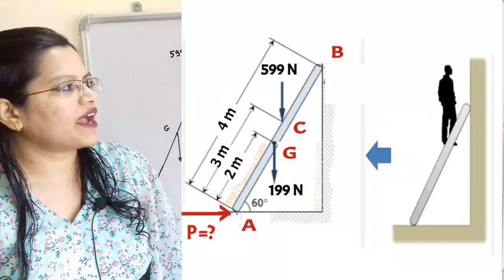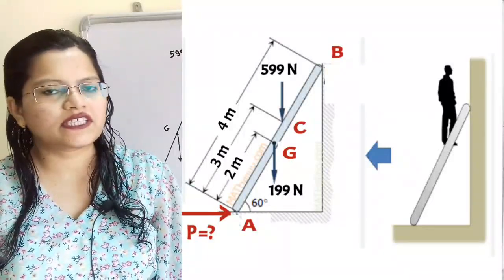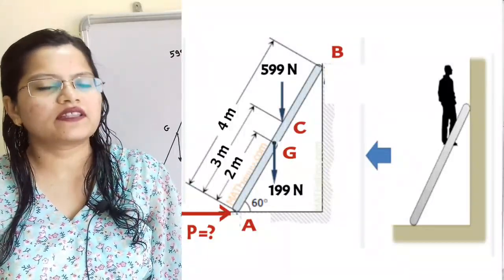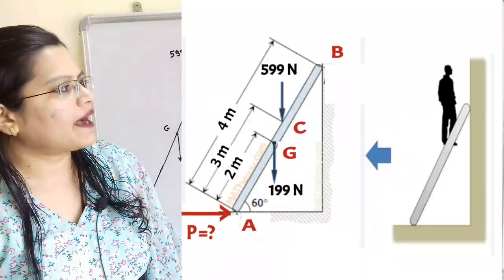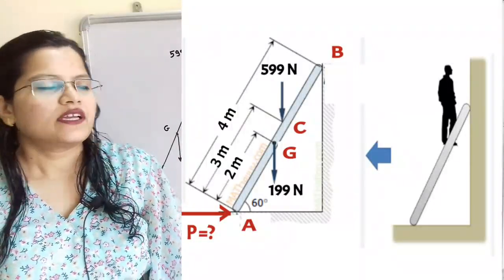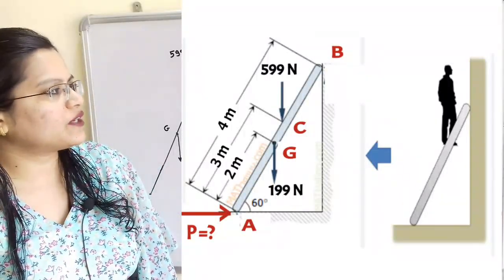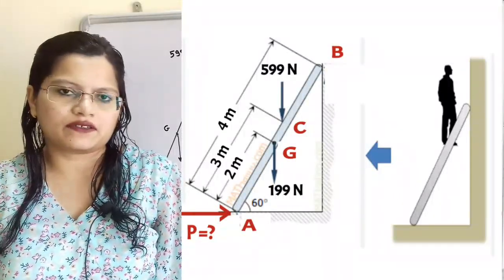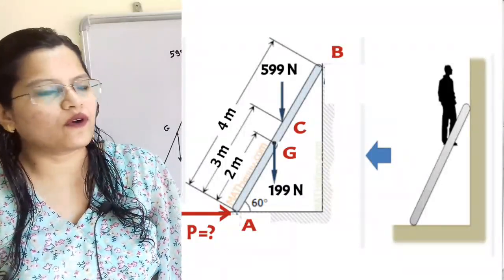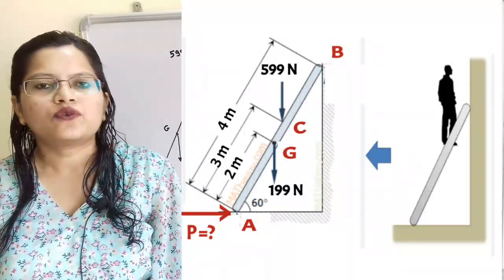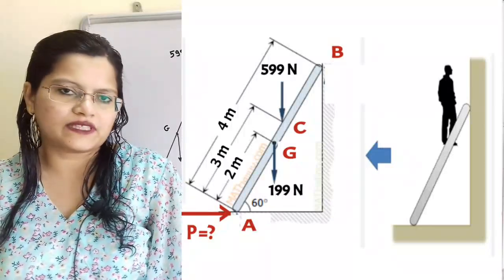The man weighing 599 Newton is at point C, where this weight will act in the vertically downward direction passing through the point C. The inclined distance from point A to C is 3 meter. Now we have to find the horizontal force applied at A to prevent the ladder from slipping.